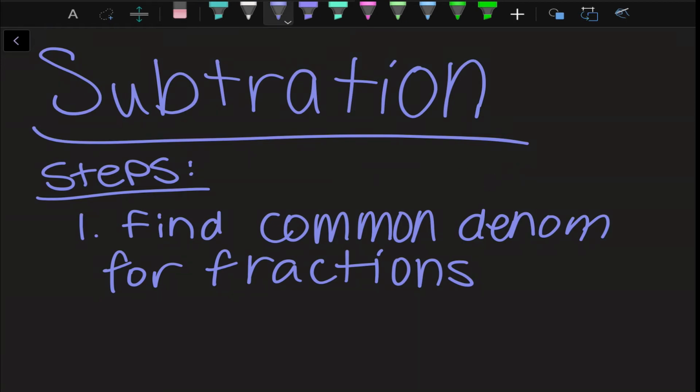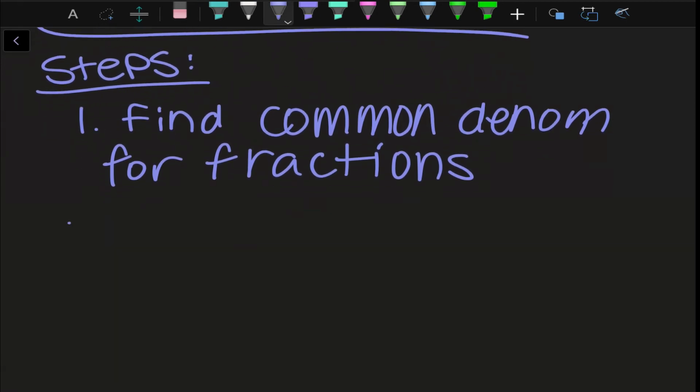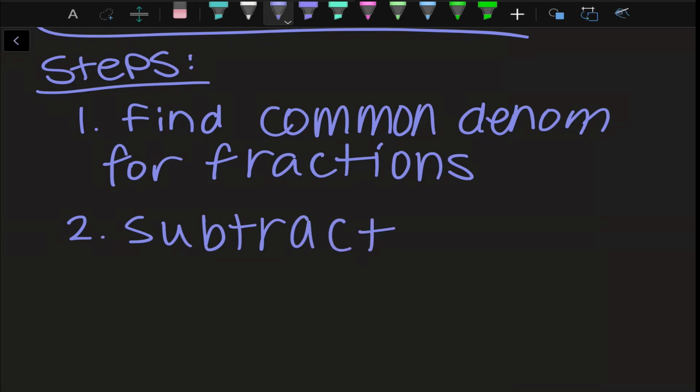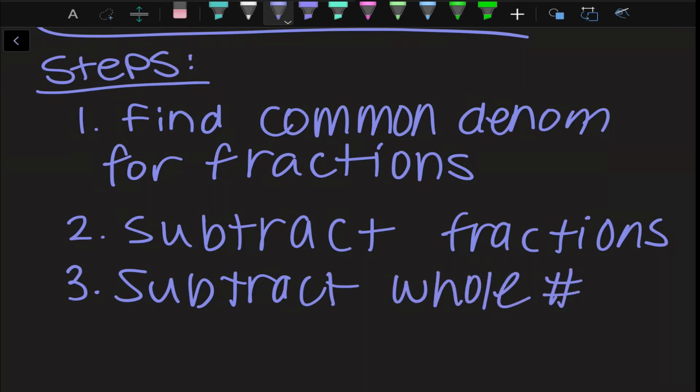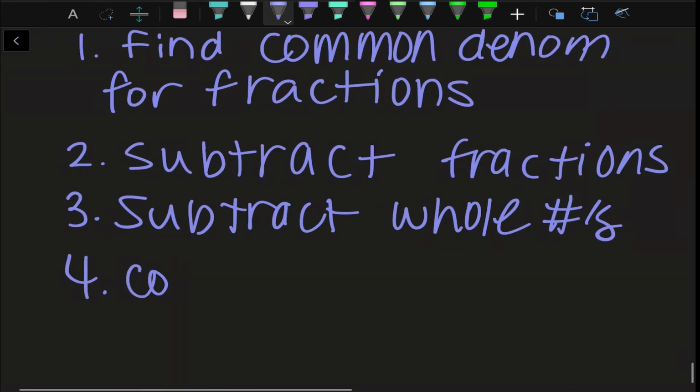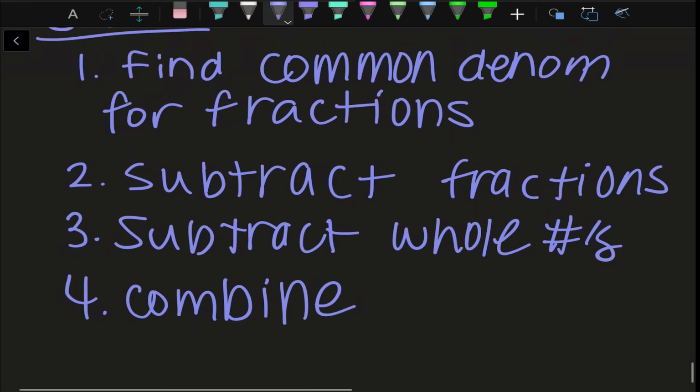So yes, first step, finding a common denominator for our fractions. Second step, subtract those fractions. That's the step where we're going to double check our whole numbers. Third step, we can subtract our whole numbers. And then we're going to combine them together to get our mixed number. Pretty straightforward, but you'll see I've got a couple examples here.